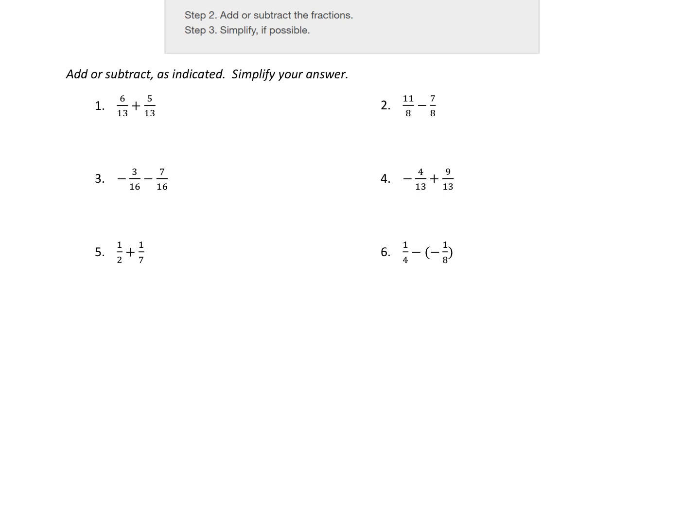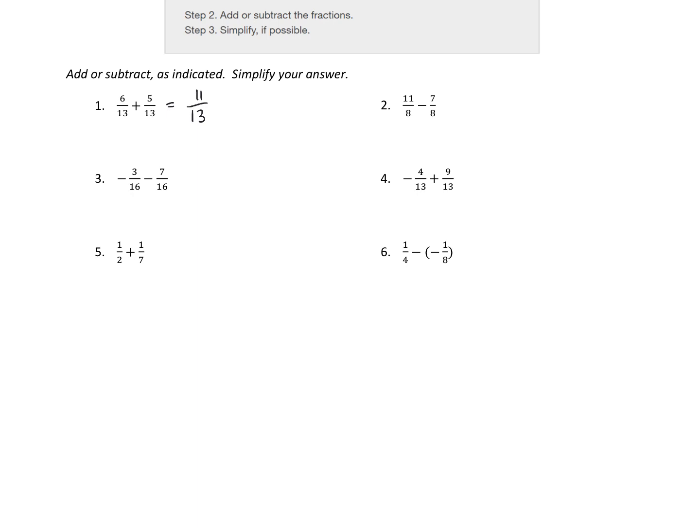So for number 1, we have 6 over 13 plus 5 over 13. The denominators are both 13, so we can simply add. When we add or subtract fractions, we add or subtract the numerators and leave the denominators the same. So this is going to be 6 plus 5 is 11 over, the denominator stays the same. 11/13 is in lowest terms, so that's it.